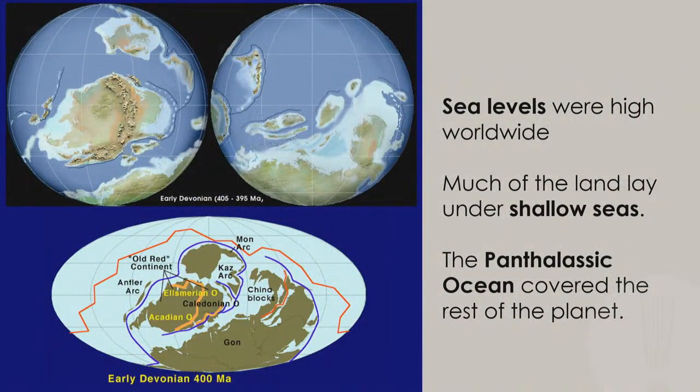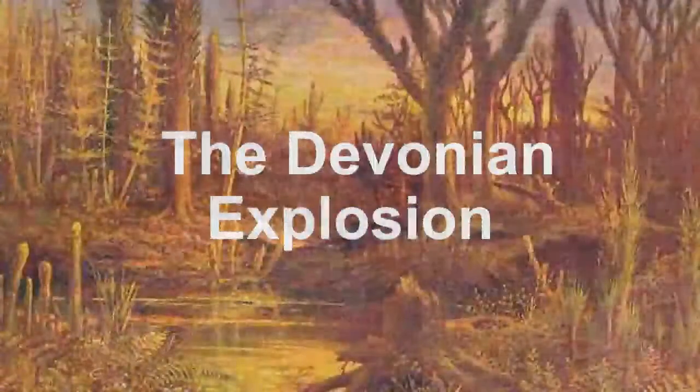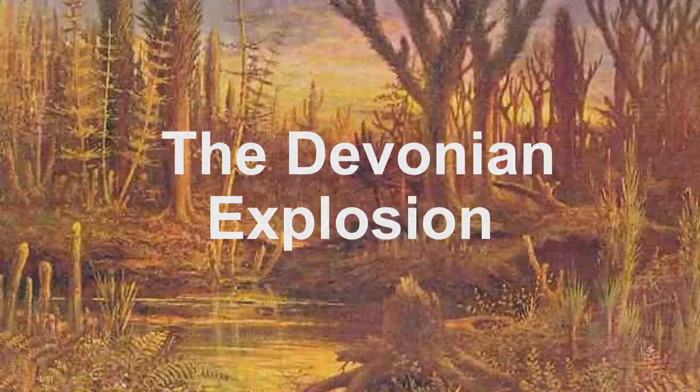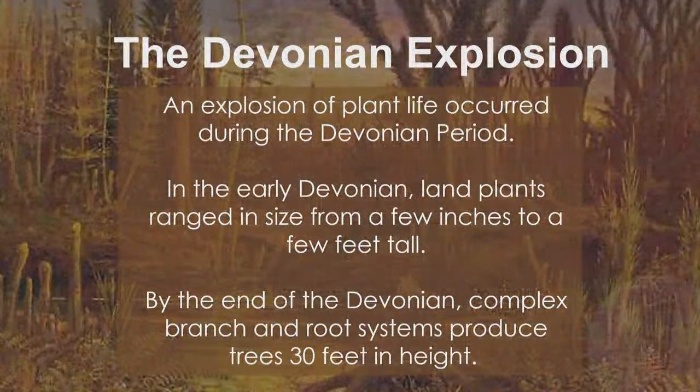Much of the land lay under shallow seas, and that large ocean, the Panthalassic Ocean, covered most of the rest of the planet. So during this time, we get the Devonian explosion, and this refers to an explosion of plant life that occurred during this period. In the early Devonian, land plants ranged in size from a few inches to a few feet tall, still pretty short and small, but by the end, complex branch and root systems produced trees 30 feet in height.